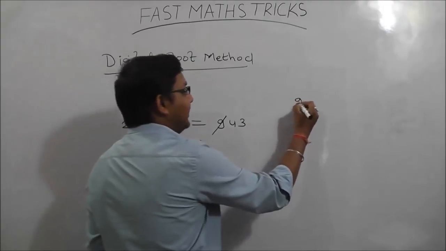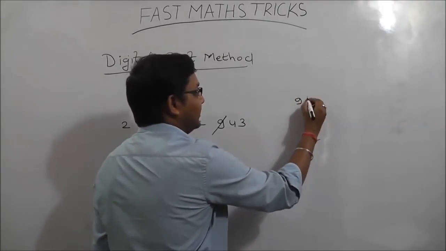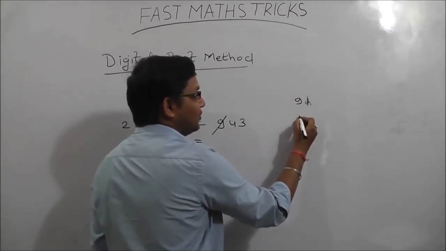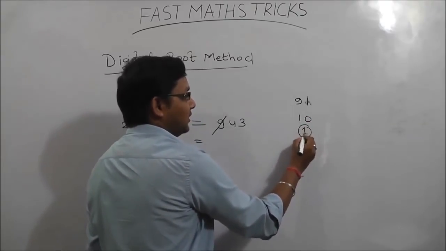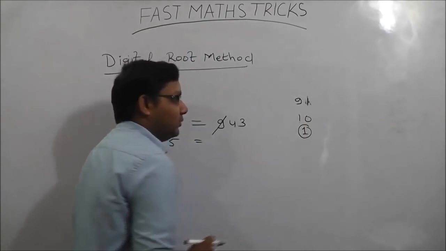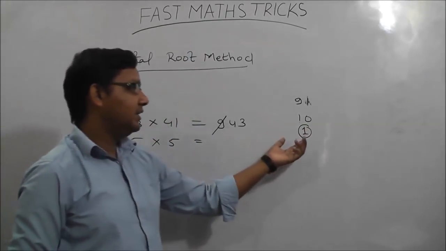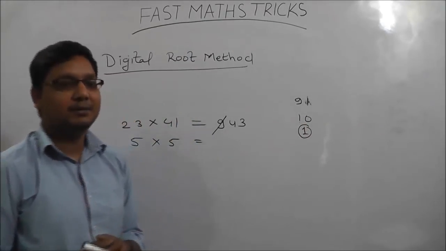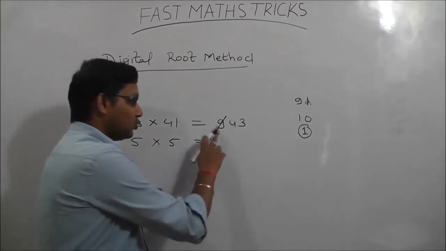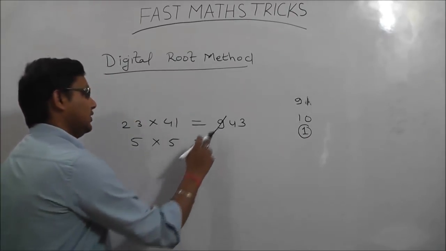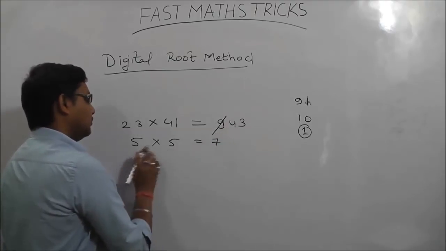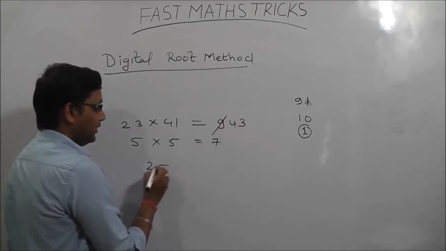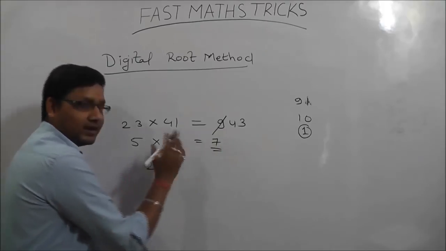Suppose 91 is there. Adding 9 plus 1, how much do you get? 10. And 1 plus 0 is 1. So you will get 1. In this way, if you add 9 to anything, you will get the same number only. So we can ignore 9. Ignoring 9, how much will you get? 4 plus 3, 7. And 5 into 5 is 25. So in this part we are getting 7.